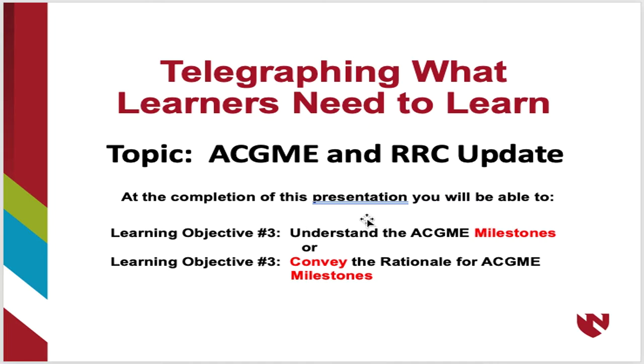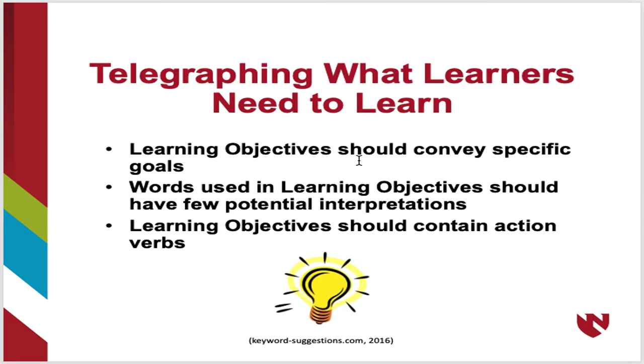But what you mean by understand here is that you want them to convey the rationale for the ACGME milestone, why a certain milestone is being selected. So this gives you some idea that the learning objective should convey specific goals, not just some broad, rough idea that you should understand the function of something. And the words that you use in a learning objective should have few potential interpretations. That means that there should not be any confusion.